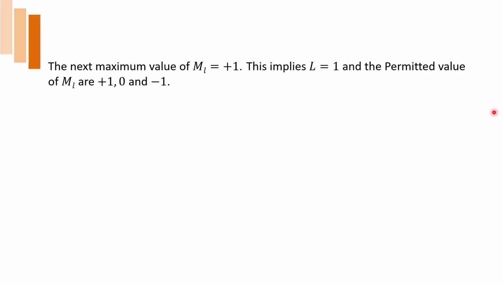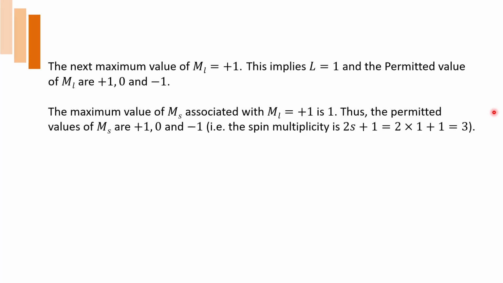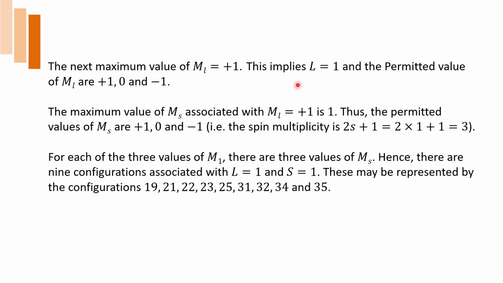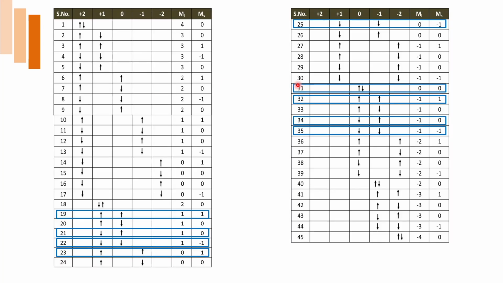We are left with the next choice, ML equal to plus 1. If it is plus 1, then the allowed values are plus 1, 0, minus 1. But the maximum spin is 1. So for each value of ML, there will be 3 values: 1, 0 and minus 1. Because there are 3 combinations here, and for each there are 3 possibilities, you have 3 times 3, which is 9 such possibilities, and you can discover these 9 possibilities here: 1, 1, 1, 0, 1, minus 1 and so on. Just keep on watching it.